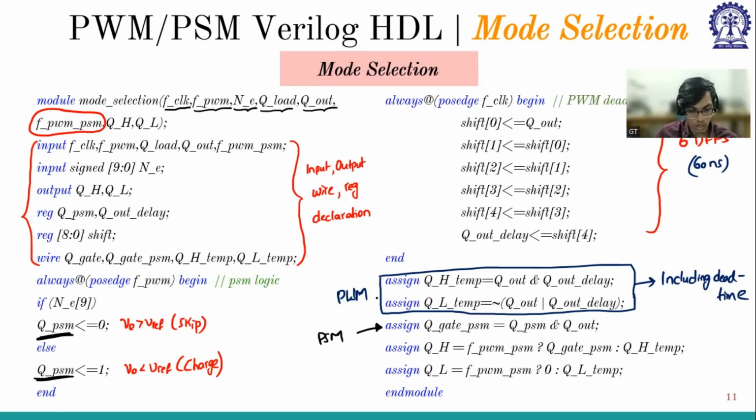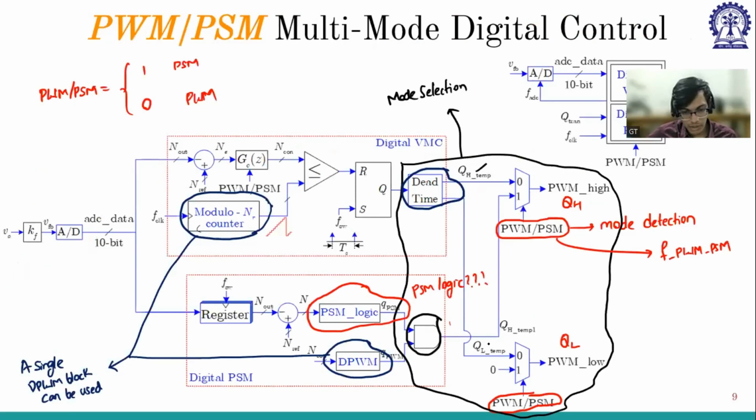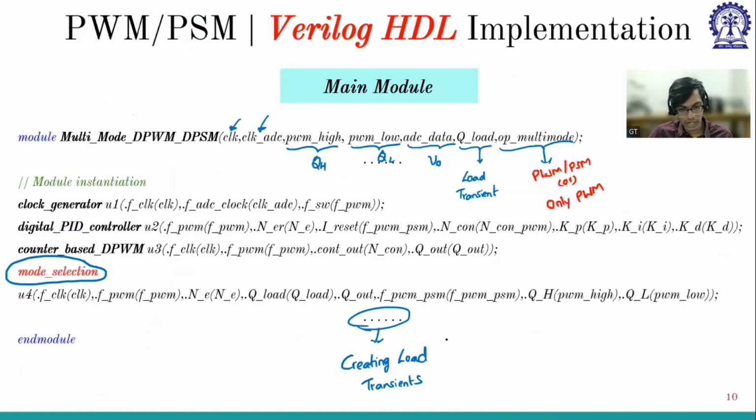Now we have the PWM high side as well as low side, and then the PSM high side gate pulse information. So we have QH temp, QH temp 1, and QL temp. Now we have to use a mux, one for the high side and one for the low side. How will I do it? If my FPWM PSM is 1, then PWM high is QH temp 1, else PWM high is QH temp. So the same thing has been written in a different format.